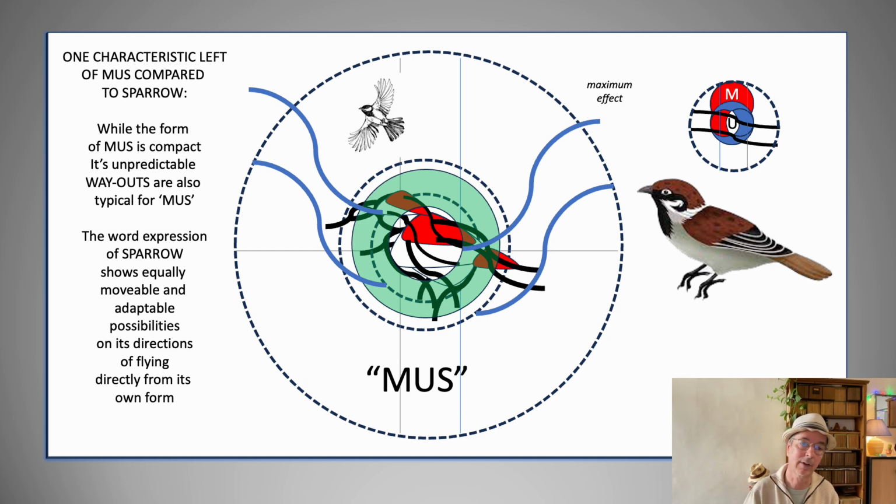So, and that's in the sparrow, it's already spreading its wings, and it also gives you a way out, and it also has this characteristic that it can go to different directions. All these forms of the wings also show you clearly a very movable characteristic, which of course you can't see in this stable form of the MUS, but you can see it in its behaviorism, and it's still there in the word.